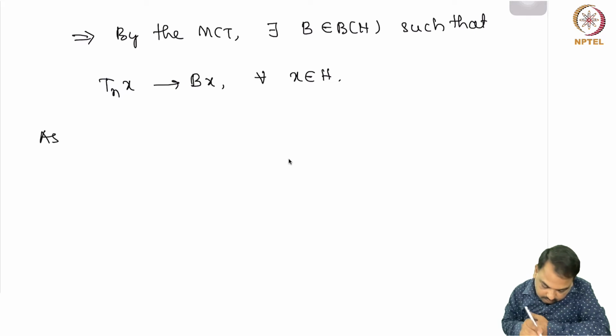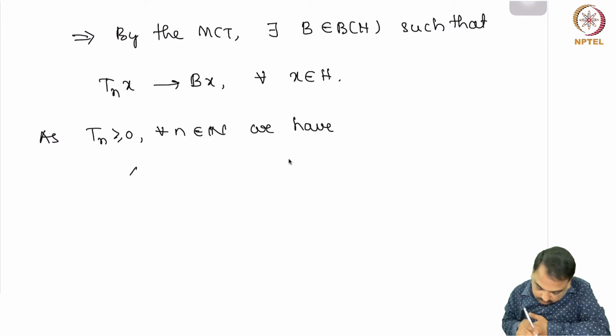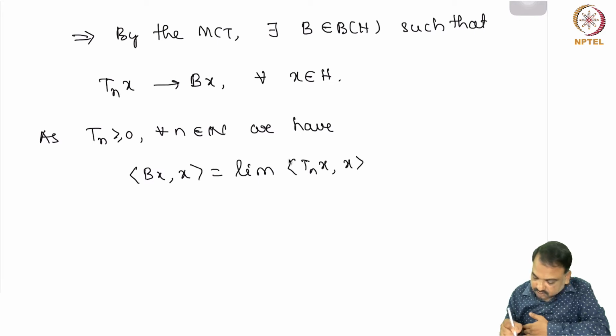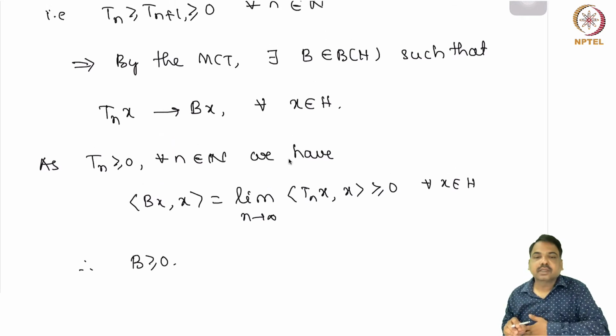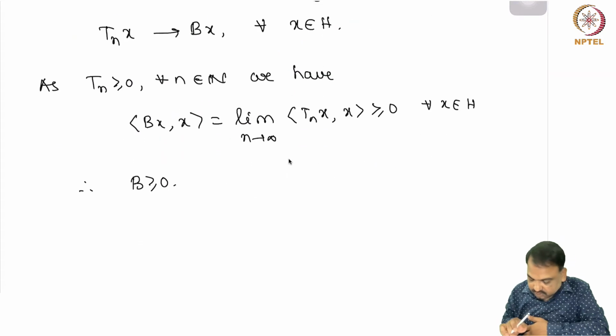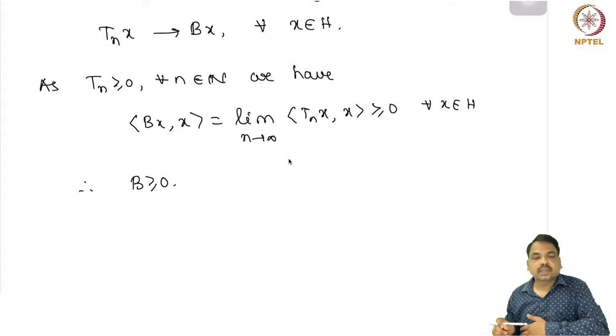Now as the Tn's are positive for every n, we have inner product of Bx with x is the limit of the inner product of Tnx with x. This is bigger than 0 for every x in H. Therefore we can say that B is positive. By the monotone convergence theorem we can say that B is self-adjoint, so B equals B star, and with this we have shown that it is positive. So we have shown that there exists a B such that Tn converges to B.